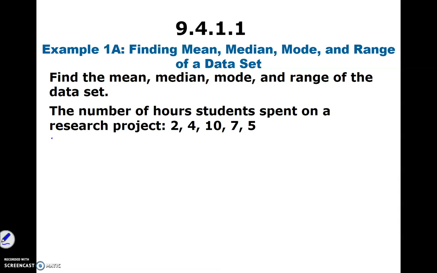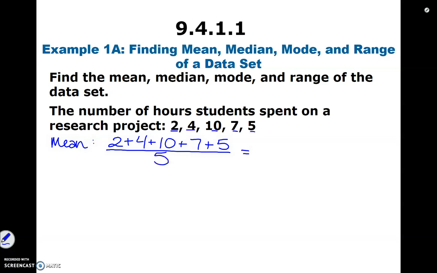So for the mean, I first need to find the total. So we're talking about the number of hours students spent on a research project. And there's kind of a spread. One student spent 2 hours, one student spent 10 hours. So there's a little bit of a difference. So we're going to find the mean between these 5 numbers. So the first thing we need to do is add them up to find our total number of hours. And then we're going to divide by the number of data points that we're adding together. And in this case, there were 5.